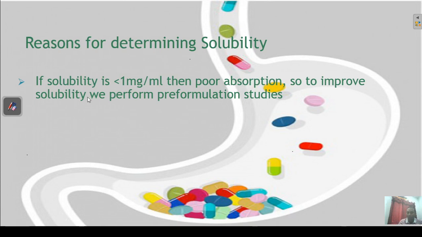To improve the solubility, we have to perform pre-formulation studies. In pre-formulation studies, as we will study in the next slides, solubility can be improved by different methods. So in the next slides, we will study the methods to improve the solubility of the drugs. Now we move on to the next slide.